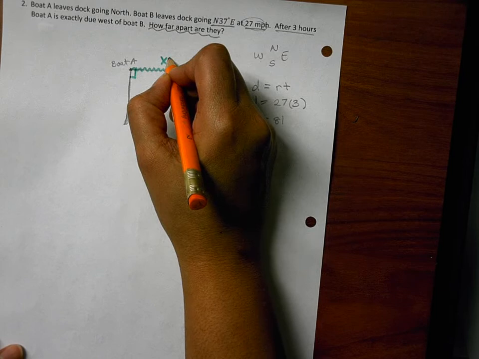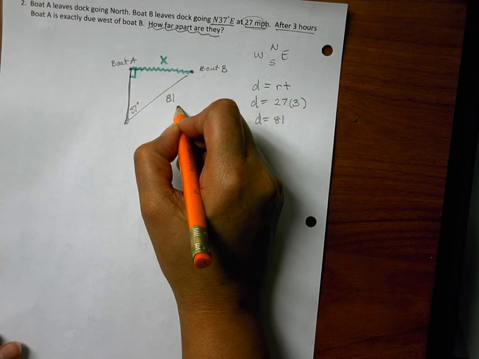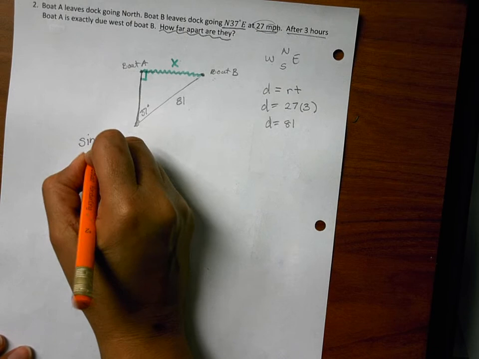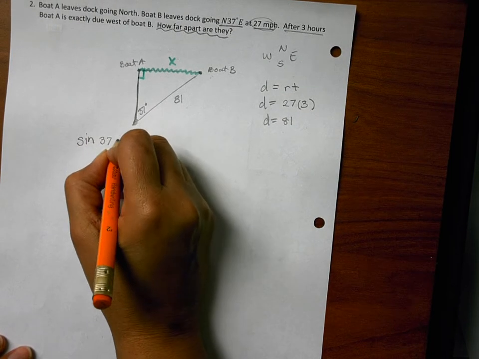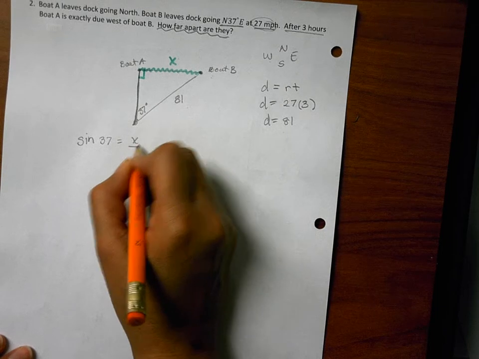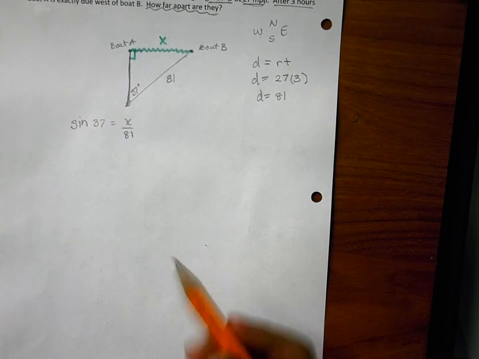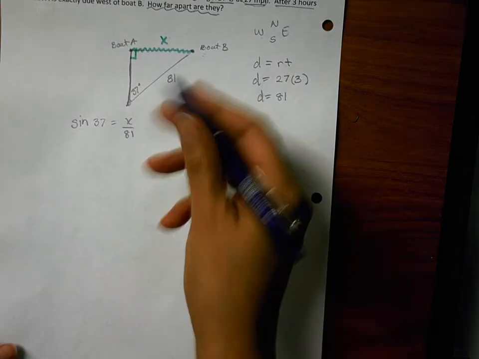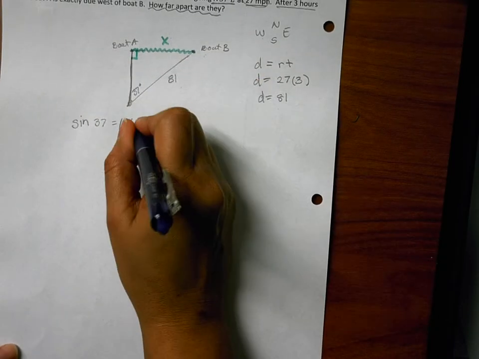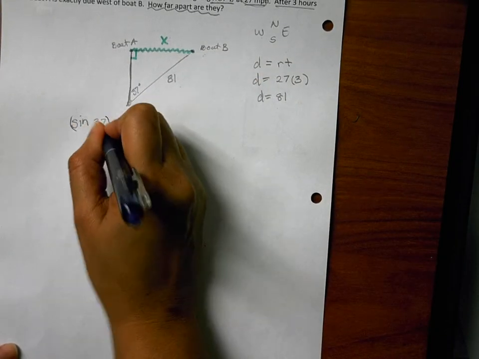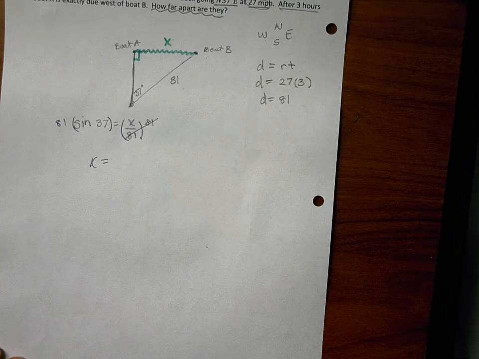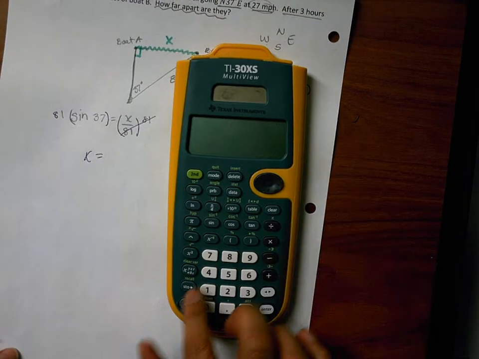So I'm going to use SOHCAHTOA. Let's check. I have this angle. I'm looking for the opposite side, and I know the hypotenuse. So what am I going to use? I'm going to use sine. Sine of 37 degrees equals opposite, which is x, over hypotenuse, which is 81. And once I solve that, I will have found the length, or the distance, between boat A and boat B.